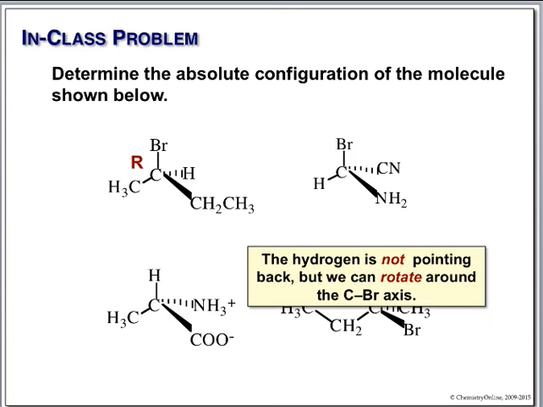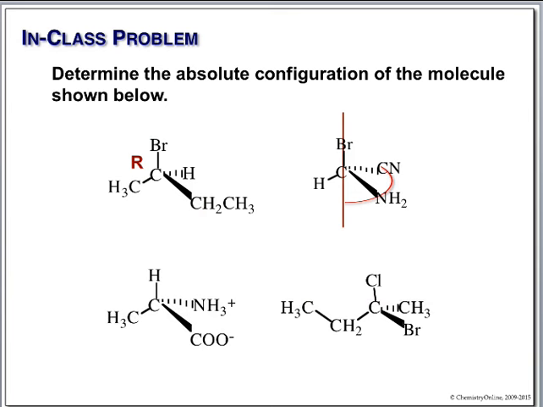So we're going to rotate around the carbon-bromine axis. When we do, the hydrogen will be back, and the nitrile will swing all the way over here. I'm sorry, the amino group will swing all the way over here because it's pointing towards us. And the nitrile will come from the back up to where the amino group is now. Amino group is going to rotate around this way. This will take the place of the amino group. And the hydrogen is now back.